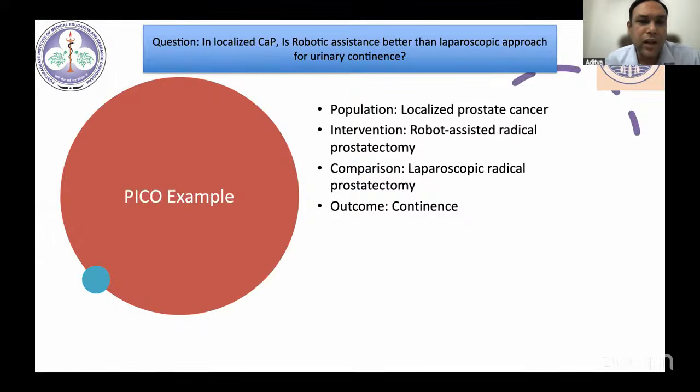For example, I want to understand whether robotic assistance is better than the laparoscopic approach for localized CA prostate in preserving urinary continence. For this particular set, my population is localized CA prostate, the intervention is robot-assisted radical prostatectomy, the comparison is a laparoscopic arm, and the outcome is primarily continence. You can have secondary outcomes also, let's say blood loss, erectile dysfunction and so forth. But you need to have a primary outcome which comes clearly in your question.